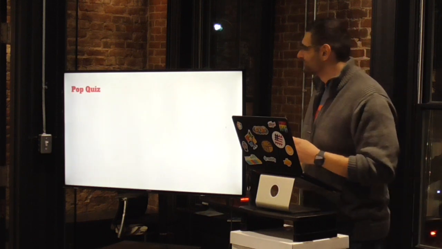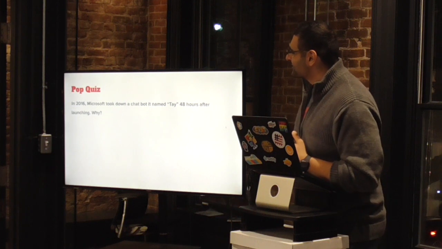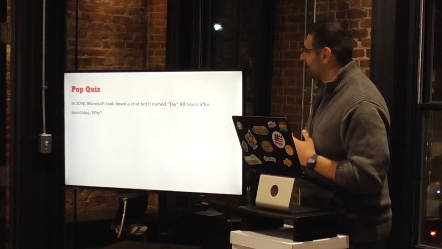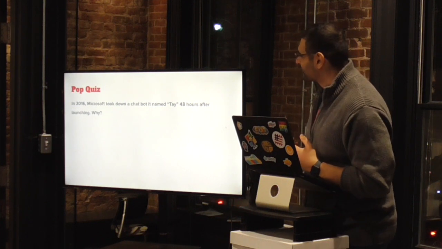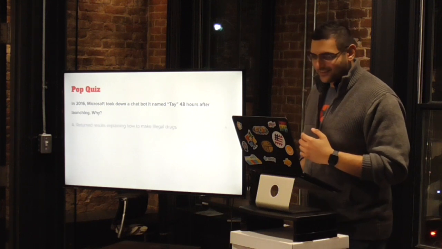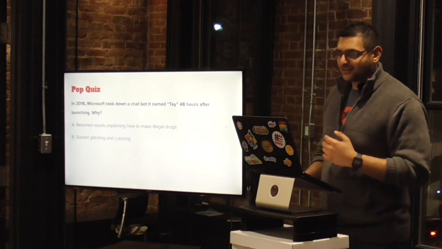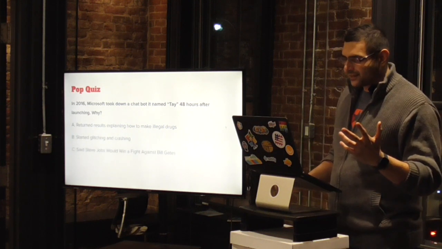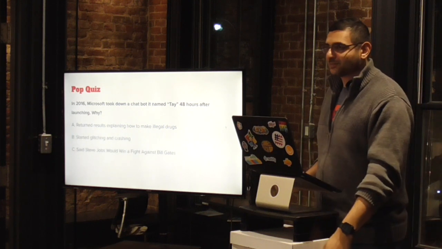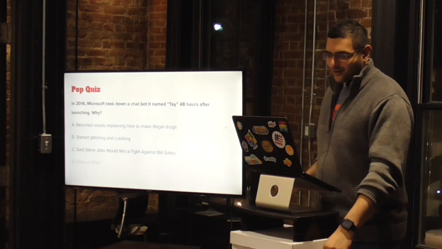Pop quiz time. In 2016, Microsoft took down a chatbot it named Tay 48 hours after launching it. Why? A, it returned results explaining how to make illegal drugs. B, started just glitching and crashing. C, it said Steve Jobs would win in a fight against Bill Gates. Or D, it praised Hitler.